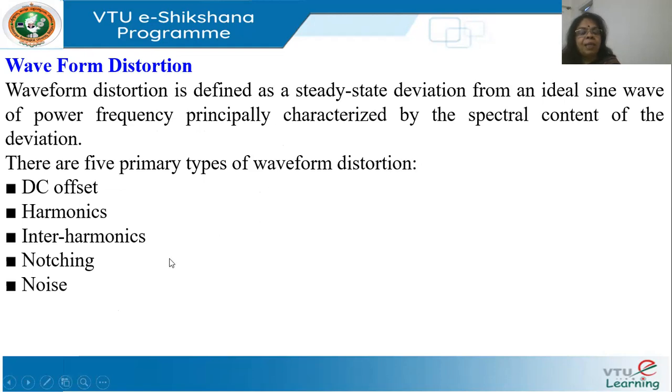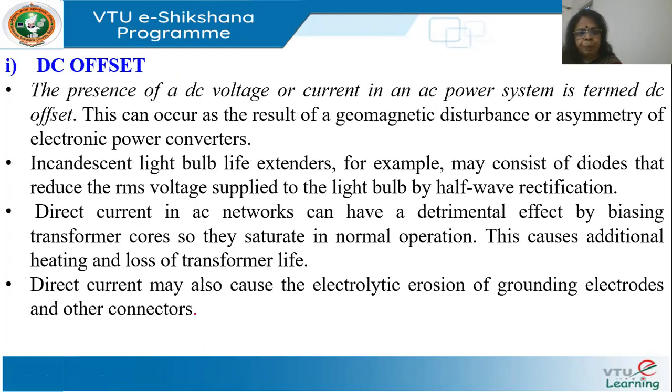So primarily, there are five types of waveform distortions. One is DC offset, harmonics, interharmonics, notching, and noise. So we will just see each one of them. And you will deal in detail with harmonics, interharmonics, their causes, effects, everything in the third unit. So right now we will confine ourselves to some definitions predominantly.